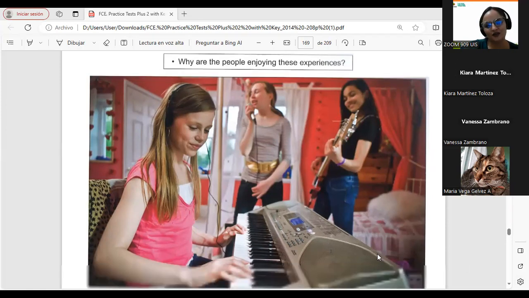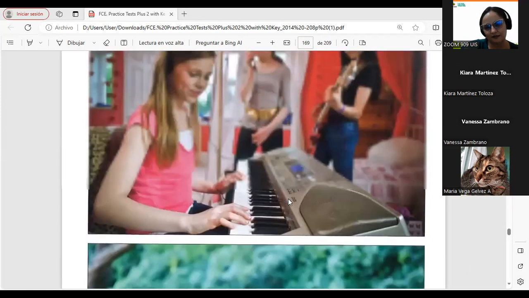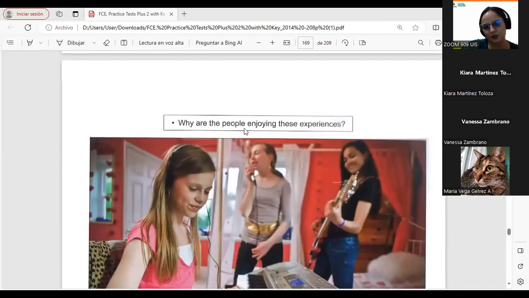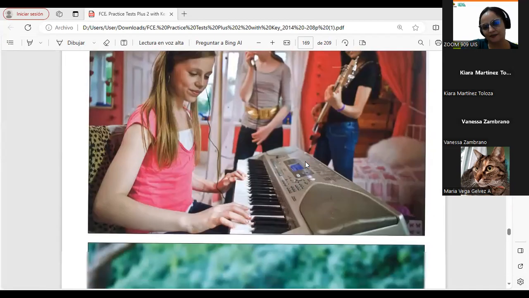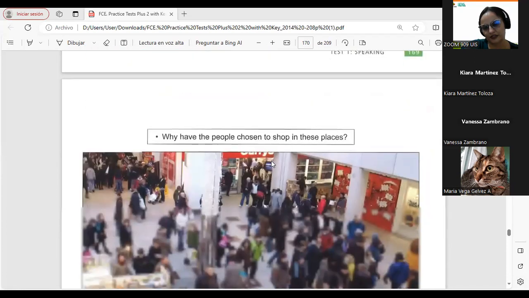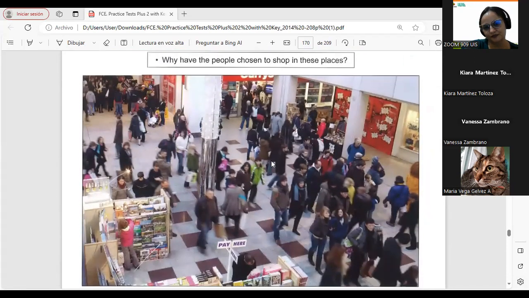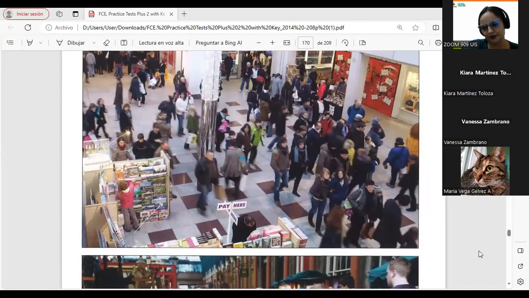Let's continue with another picture. This one belongs to the same question: why are these people enjoying those experiences? Now I have this one. Let's try to infer first, to describe the picture first, yeah? To just say what we see, okay? To read the image, and then we answer the question that the test asks, yeah?